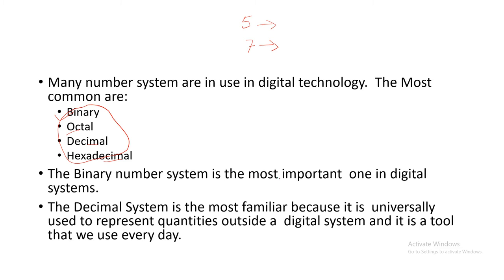The binary number system is the most important one in digital systems. It is most commonly used in digital devices, for example, in our calculator, laptop, desktop, and in networking, data transmission, and so on. The decimal number system is the most familiar because it is universally used to represent quantities outside the digital system, and it is a tool that we use every day. In our daily life, for calculating prices and for measuring, we use the decimal number system.